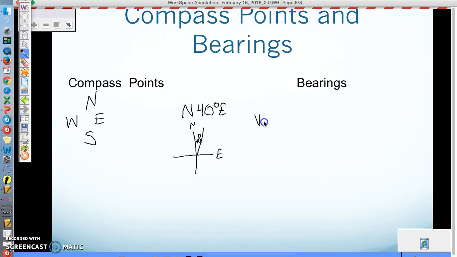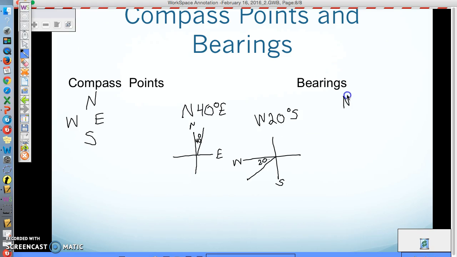If you had west and it was then 20 degrees south, so west and south, we start facing west and we're going to go 20 degrees south of that. And here would be our angle here.